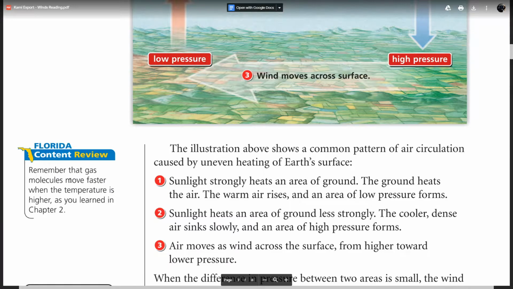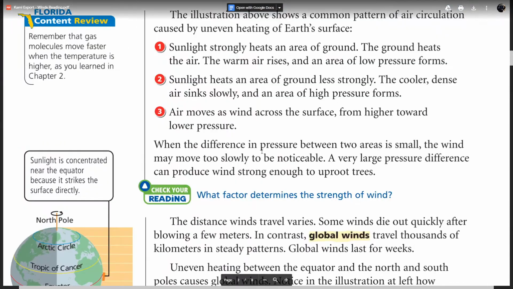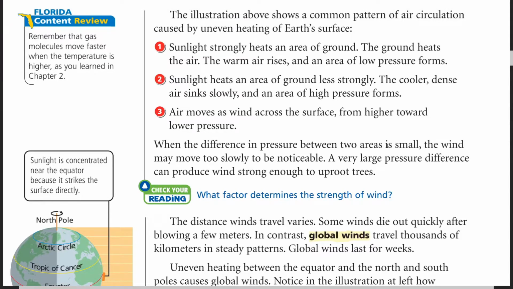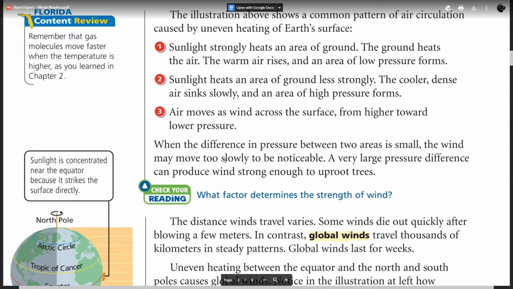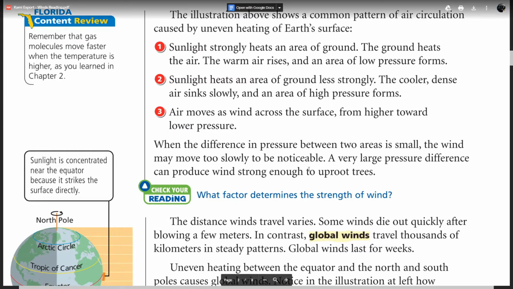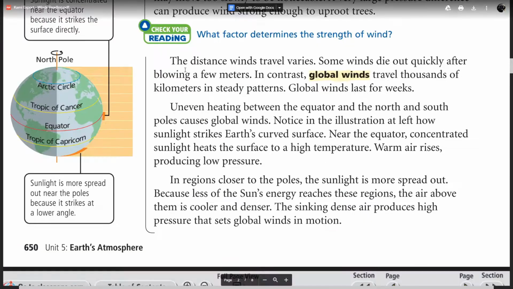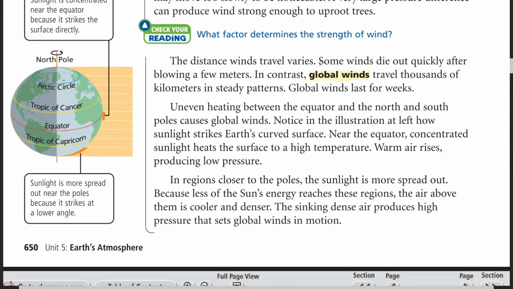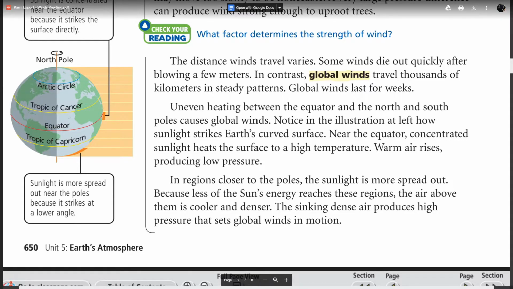Remember that gas molecules move faster when the temperature is higher. When the difference in pressure between two areas is small, the wind may move too slowly to be noticeable. A very large pressure difference can produce wind strong enough to uproot trees. The distance wind travels varies. Some winds die out quickly after blowing a few meters. In contrast, global winds travel thousands of kilometers in steady patterns. Global winds last for weeks.